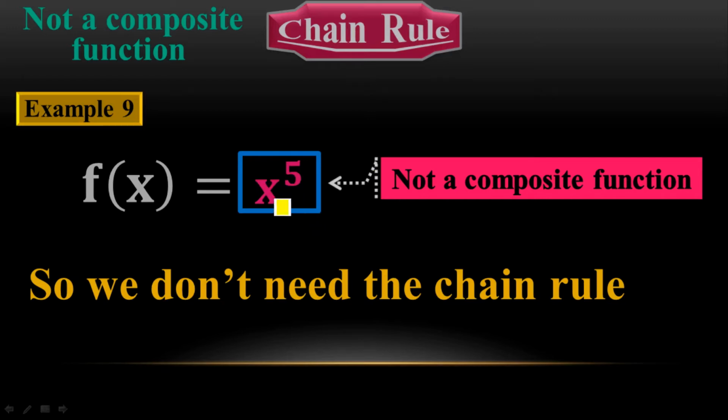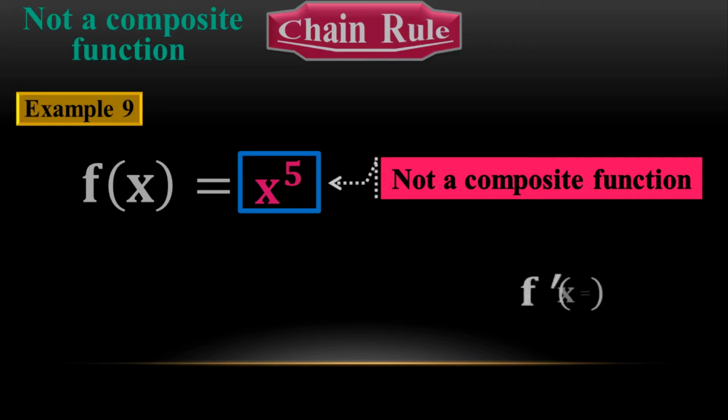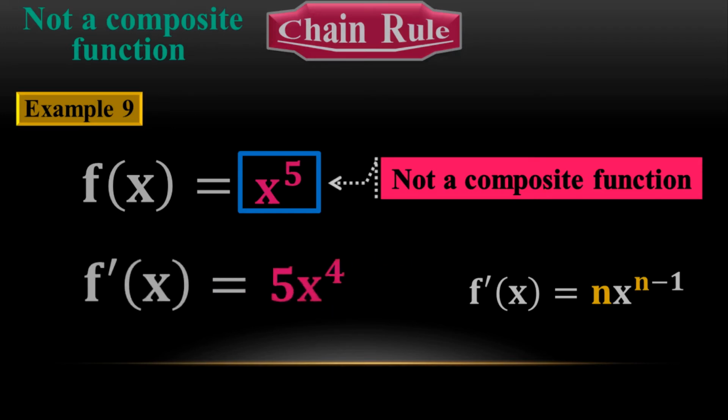It is not a composite function. Composite function means the composition of two or more functions. If you have the composition of two or more functions, then we can use the chain rule. If it is a single function like x to the 5, it is not the composition of multiple functions. Therefore, we don't need to use the chain rule. We can simply use the power rule, n times x to the n minus 1. So my answer will be f prime of x equals 5 times x to the 4. This is the derivative of x to the 5 by using the power rule, not the chain rule.